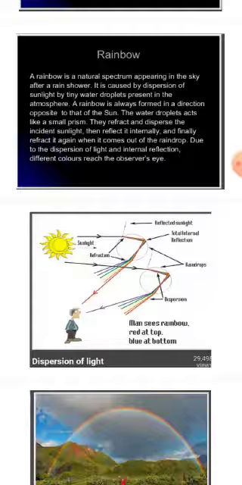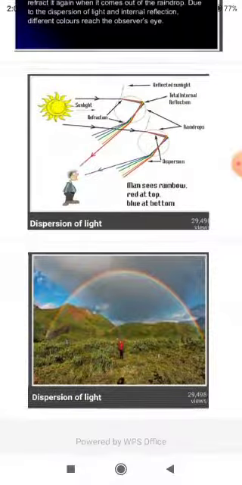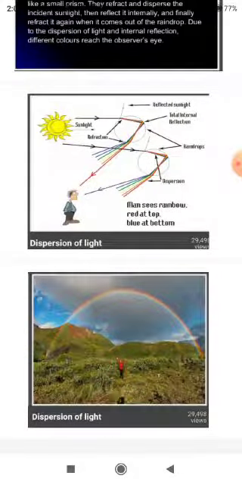They refract and disperse the incident sunlight, then reflect it internally and finally refract it again when it comes out of the raindrop. Due to the dispersion of light and internal reflection, different colors reach the observer's eye. And here you can see how nicely we are watching a rainbow. So this explains the rainbow formation and the processes involved. It is dispersion, total internal reflection. All this together will cause a rainbow, and rainbow is a natural example for dispersion of white light.